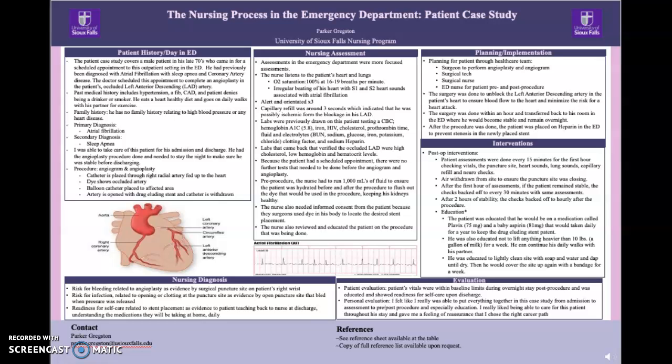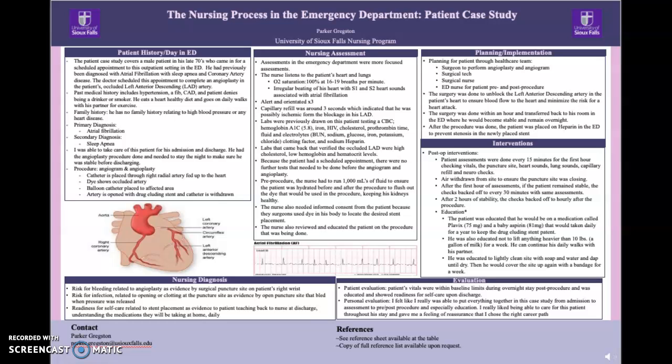The doctor scheduled this appointment to complete an angioplasty to open up the occluded left anterior descending artery. His past medical history includes hypertension, AFib, and coronary artery disease, and the patient denies being a drinker or smoker. He eats a heart healthy diet and goes on daily walks with his partner for exercise. For family history, there's no actual history related to high blood pressure or any heart disease.